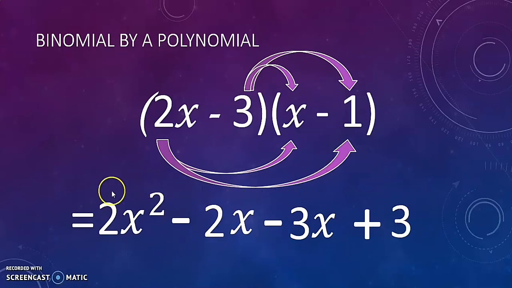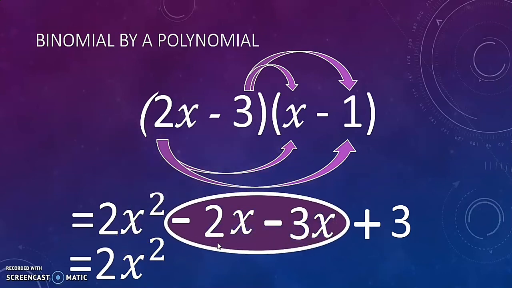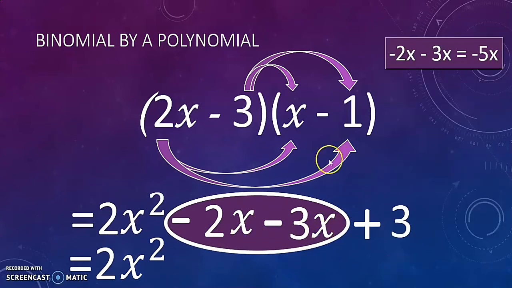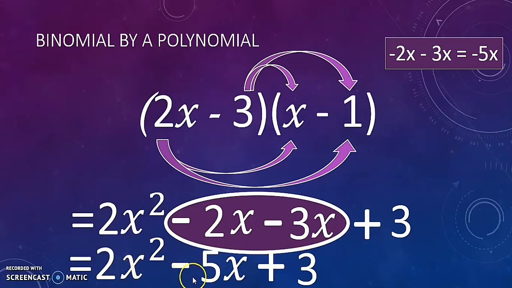And then, simplify. This is not yet final, so we will write down the first term 2x squared, and since negative 2x and negative 3x are like terms, we will combine them. Negative 2x minus 3x equals negative 5x. So that is our middle term. And then our last term is positive 3. So this is our product: 2x squared minus 5x plus 3.